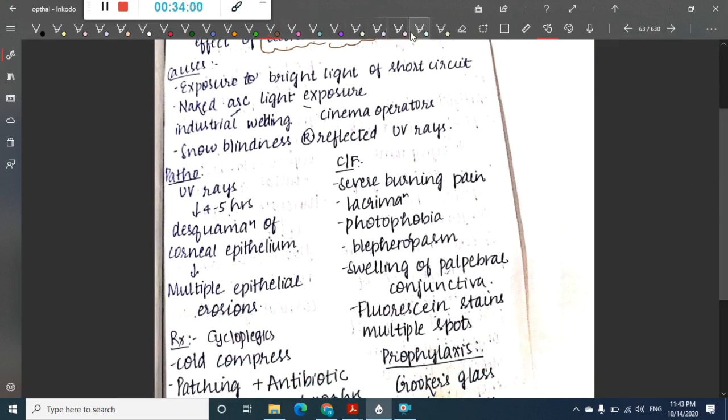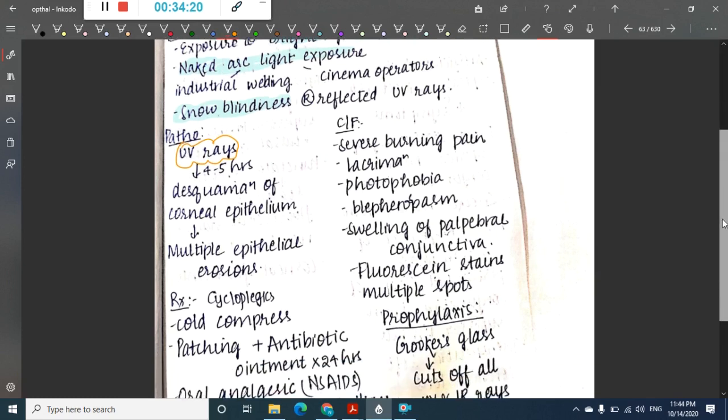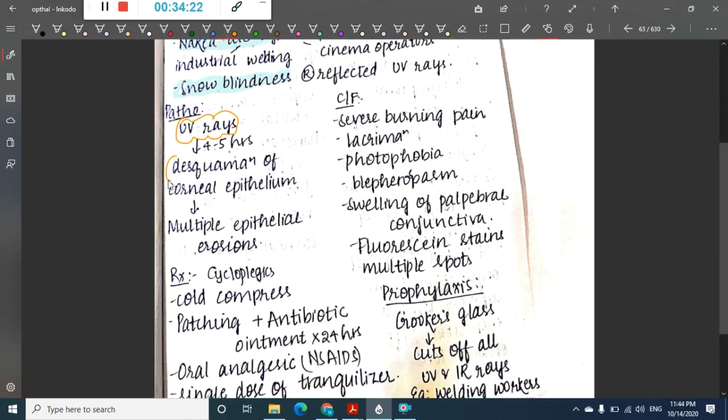So what are the etiological features? It is associated with bright light of short circuit, naked arc light exposure, and snow blindness because of reflected UV rays. What is the pathophysiology? These UV rays, within 4 to 5 hours, will cause desquamation of the corneal epithelium.